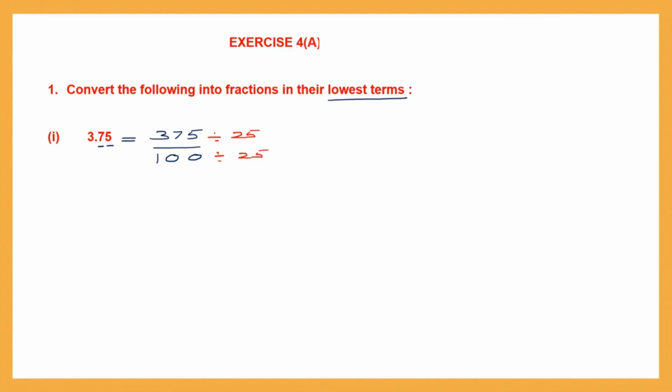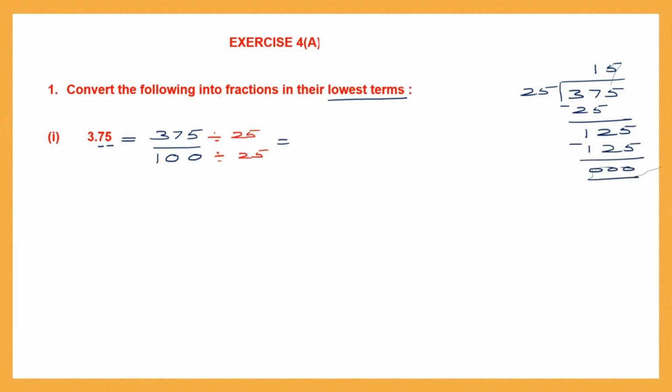Now here we are going to divide 375 by 25 in the working column here. So let's do this. 25 ones are 25, minus: 7 minus 5 is 2, 3 minus 2 is 1, bring down 5, 125. 25 fives are 125, minus, we have 0. So 25 into 15 is 375. So we've got 25 into 15 which we have written here. Now 25 into what is 100? 25 into 4 is 100.